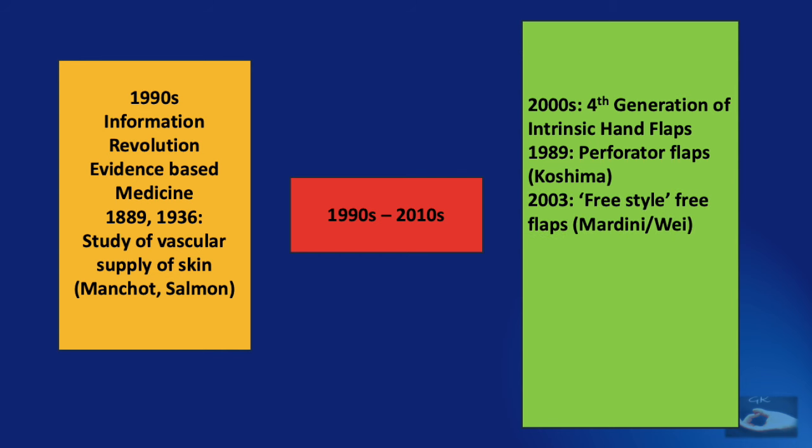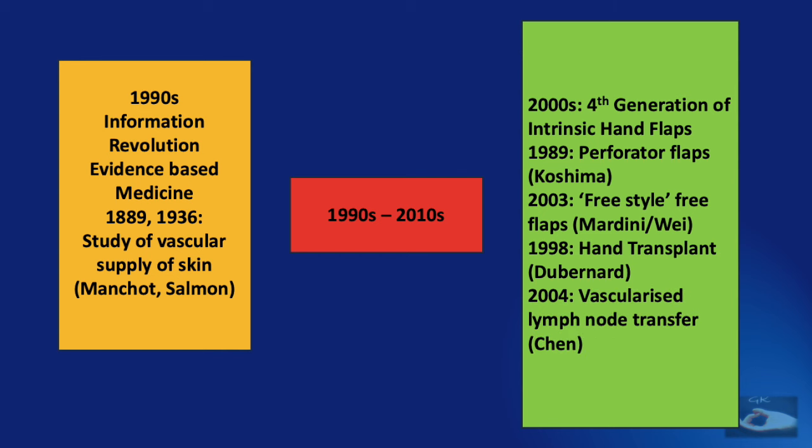In 2003, Fu Chanwei and Samir Mardini introduced a freestyle technique of dissecting the vasculature of perforator flaps in a retrograde fashion, and the concept of freestyle perforator flaps came in. The partial hand transplant done by Dubernard in 1998 opened the floodgates for further reconstructions. As microsurgery grew, vascularized lymph node transfer by Shen in 2004 further showed the direction in which microvascular reconstruction developed.